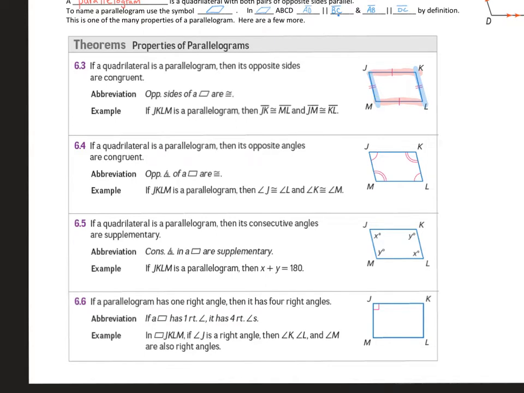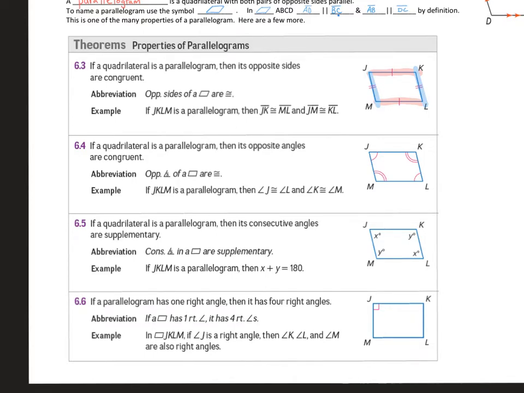So if you're having issues, think opposite sides are on the walls that are to the east and west. Here I have JK and ML. These are on the north and south. So those are opposite or across from one another.